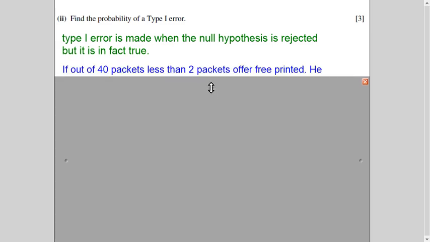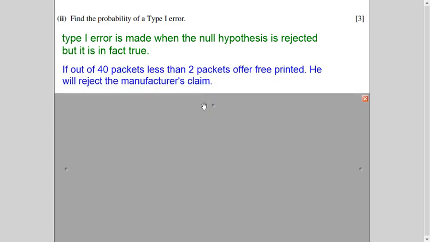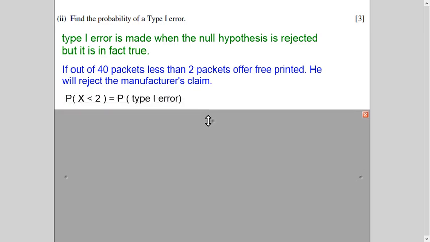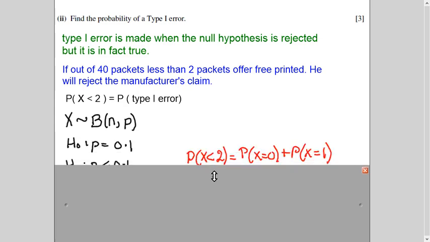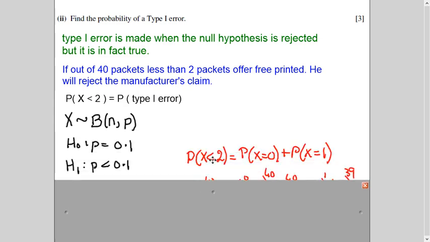In this question, it is said that out of 40 packets, if less than 2 packets have the free offer printed, then the manufacturer's claim will be rejected. So what does it mean? That you just have to calculate the probability for X less than 2. That's all. And it is a case of binomial, right? So you know the binomial parameters, it is n and p, right? So you will calculate the probability of X less than 2, which will be X equals 0 and X equals 1. This is what you will calculate.